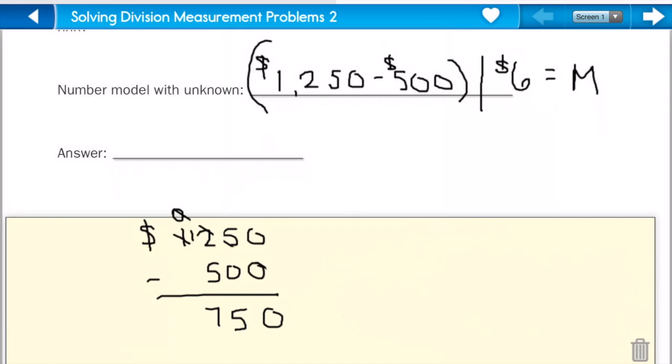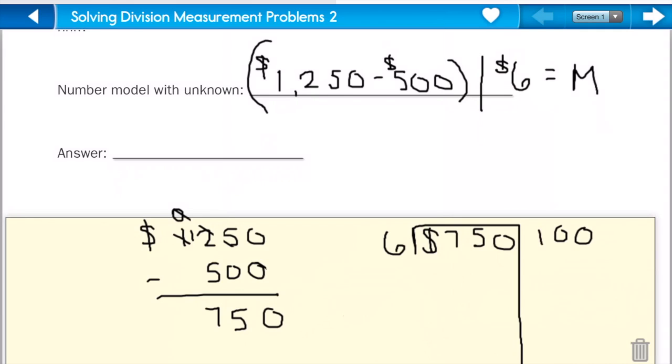So now we need to take 750 and then divide that by 6. Okay. What's a number I could use to multiply times 6 to get close to 750 without going over? So I'm going to use 100 because I know that 6 times 100 would be 600. Okay, so I know 0 minus 0 is 0. I take 5 minus 0 and I get 5. Now I have 150.